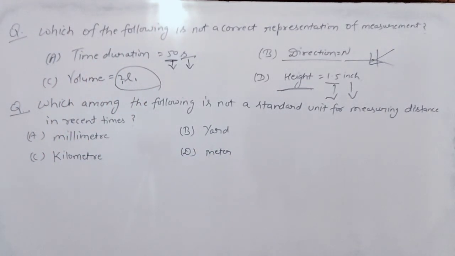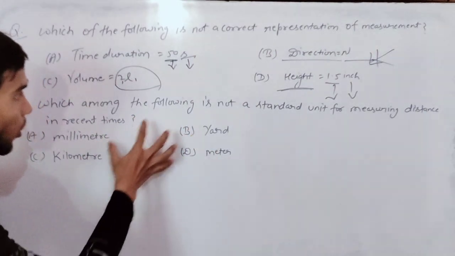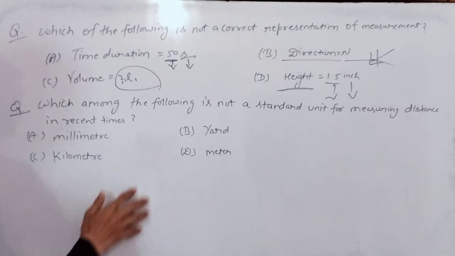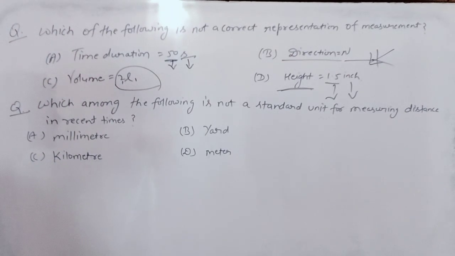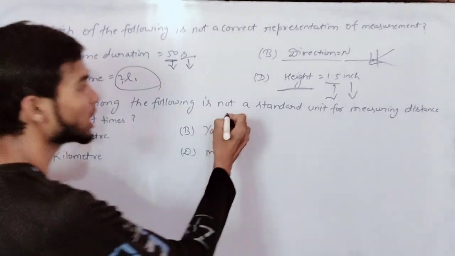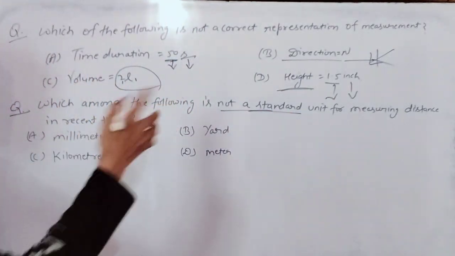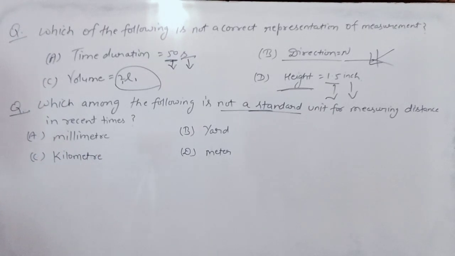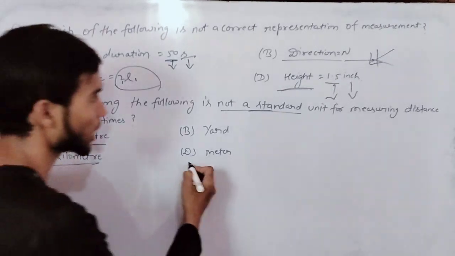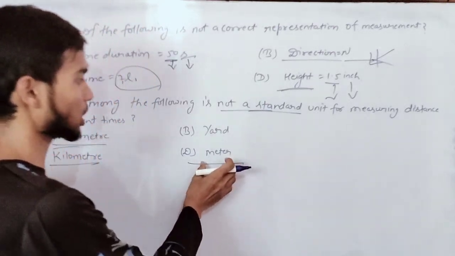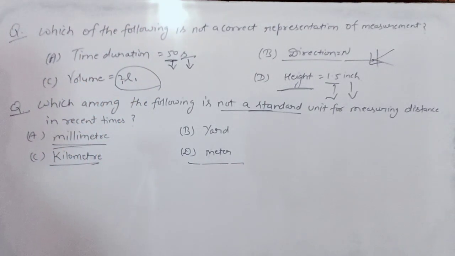This is computation, which is next to here. The question is asking which among the following is not a standard unit for measuring distance in recent time. In recent time, millimeter is used to measure something. It is considered a standard unit. Kilometer is also a standard unit. Meter is also a standard unit. These are being used in recent time.